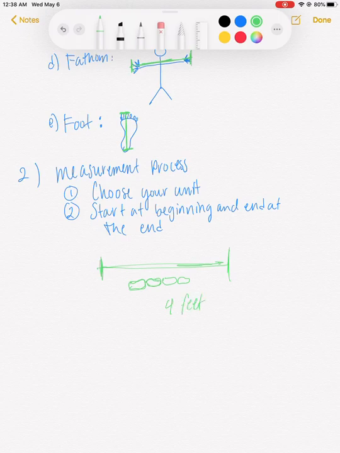You have to start all the way at the beginning, put your first foot here, and end at the end. So it's not actually 4 feet. It's actually 1, 2, 3, 4, 5, 6, 7, 8, 9 feet. So 9 feet is a better measurement. Start at the beginning and then at the end. And then your third one is no gaps or overlaps.